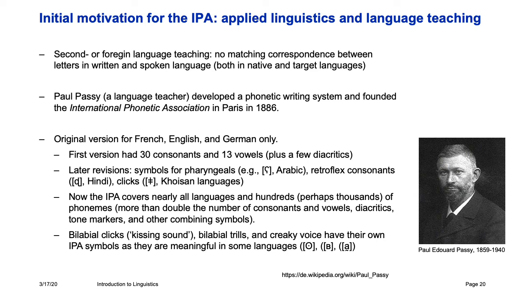The original version, set up by Passy, worked just for French, English, and German, and had 30 consonants and 13 vowels, plus a few diacritics, which are additional symbols that give additional information on the length, on additional qualities, etc. This IPA then has been extended and built on. It now covers nearly all languages and ideally all the phonemes of all the world's languages, also including some that you're not familiar with.